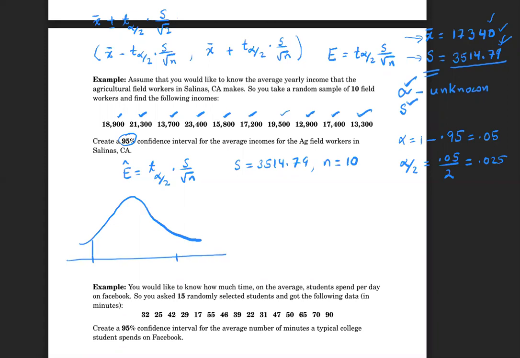So we will have this and this. Area to the left is going to be 0.025, area to the right is going to be 0.025. Correct?